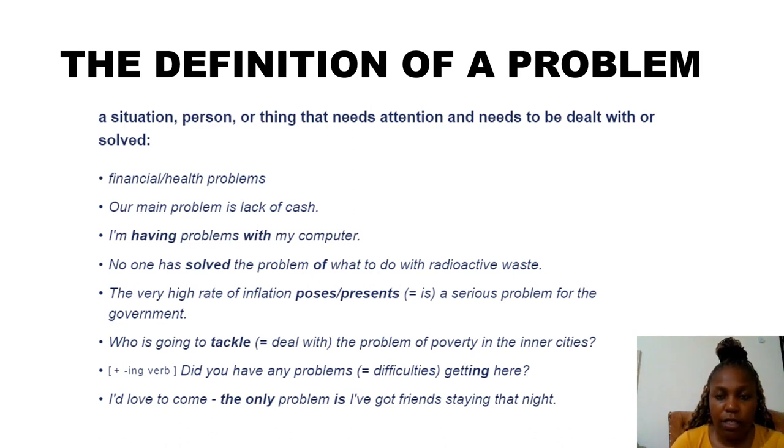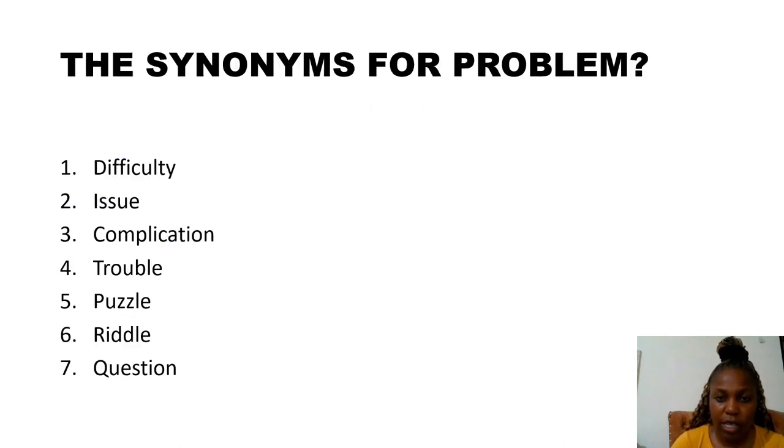Here is the definition of a problem from Merriam-Webster dictionary. It says a problem is a situation or a person or a thing that needs attention and needs to be dealt with or solved. In general terms, they try to give examples like problems can be financial, health problems, lack of cash, problems with the computer, problems with radioactive waste. So this is just in general. We want to be focused on action research.